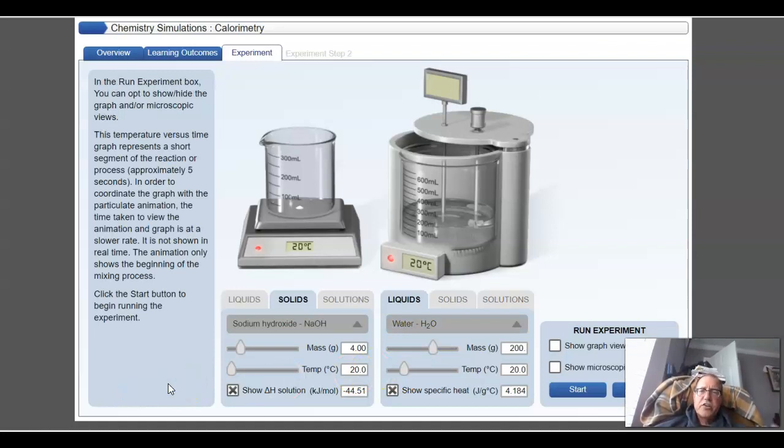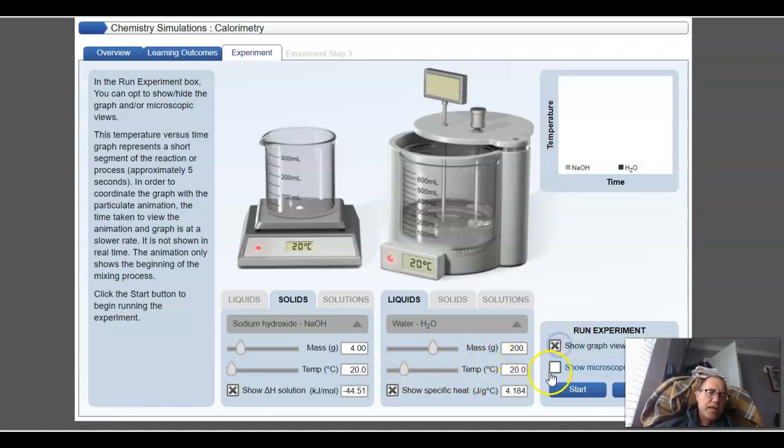All right, and on the left there, it'll tell you how to run the experiment. We do want to show the graph view, and it wouldn't hurt to show the microscopic view either. What's actually going on with our ions there? All right, so you can see that it's a graph of temperature versus time. All right, and we're going to take a look at it. It's not real time as they say here, all right, but it'll be about 5 seconds, and that will give us a pretty good idea of what the final temperature would be.